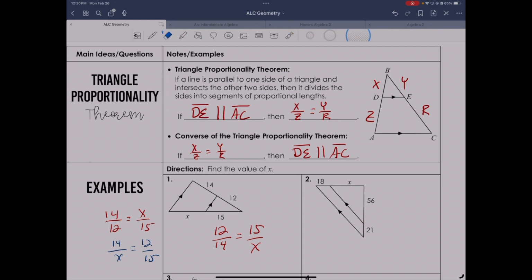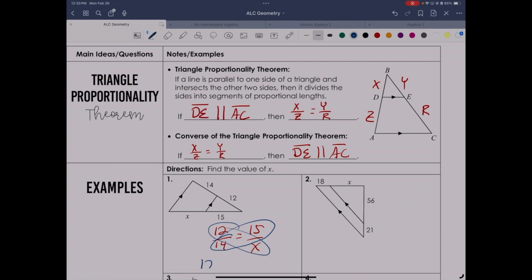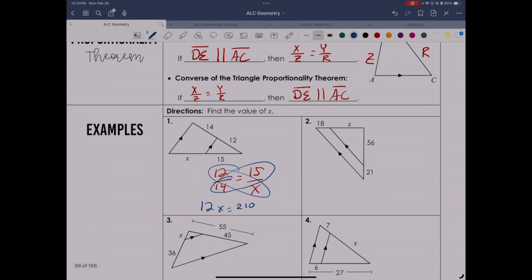Okay? Essentially, if you set up a proportion correctly, you're going to get the right answer. So mathematically, we take 12 times x. That gives us 12x. You find a calculator, because I don't know what 15 times 14 is. It's 210. So you get 12x equals 210. Divide by 12.